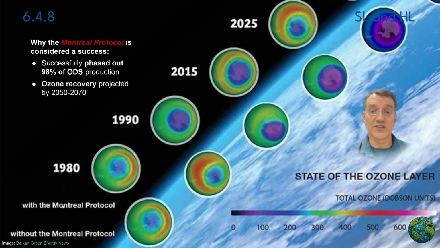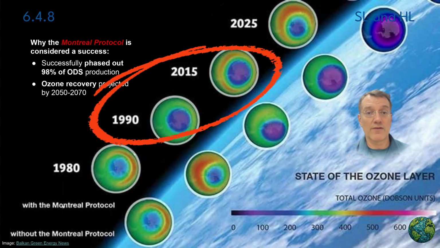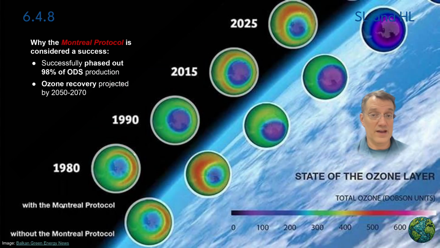The Montreal Protocol successfully phased out about 98% of ozone-depleting substances. As a result, scientists project that the ozone layer will recover to 1980 levels by sometime between 2050 and 2070. This diagram compares what's happened with the Montreal Protocol versus what would have happened without it. You can see that with the protocol, ozone levels bottomed out around the year 2000 and are now slowly recovering. Without the protocol, ozone would have continued to decline dramatically.